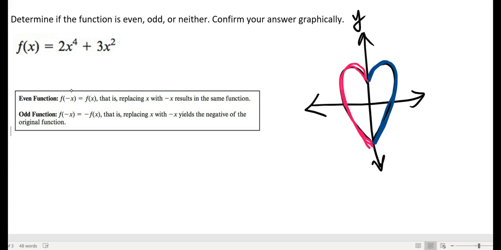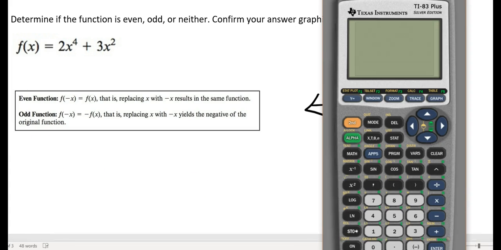If you fold it in half, they would lay on top of each other. So let's check ours out. So we're going to graph it. Once again, we're going to use our grapher, the y equals button. Clear any functions you have.